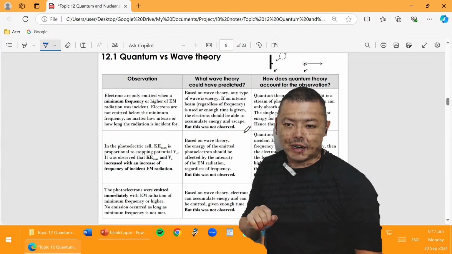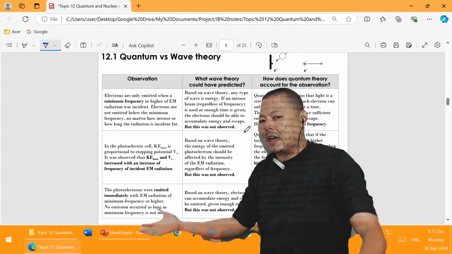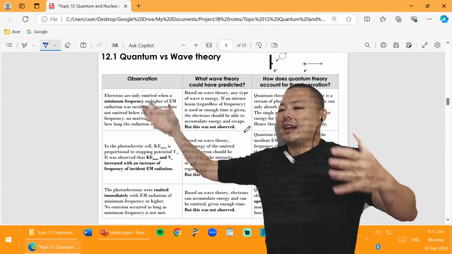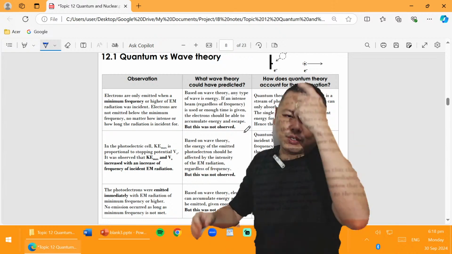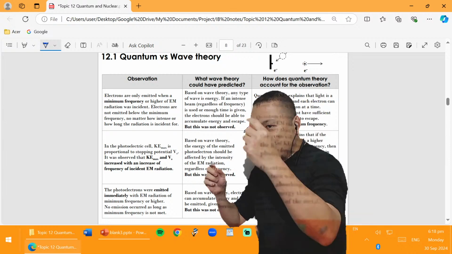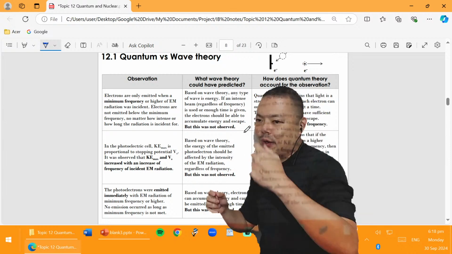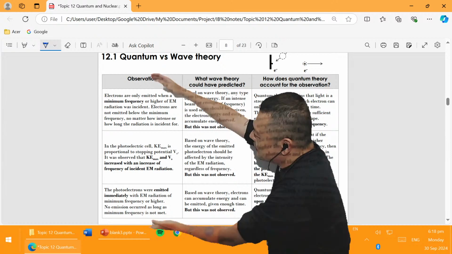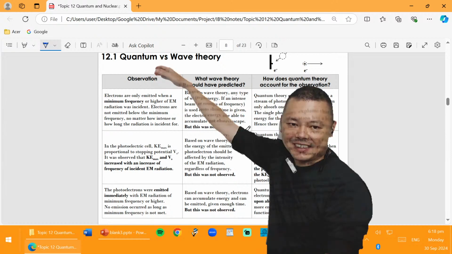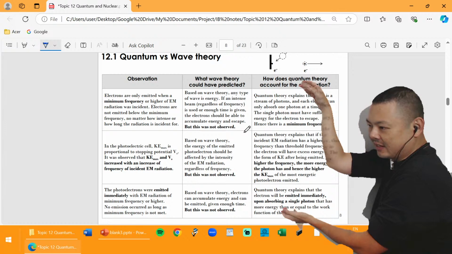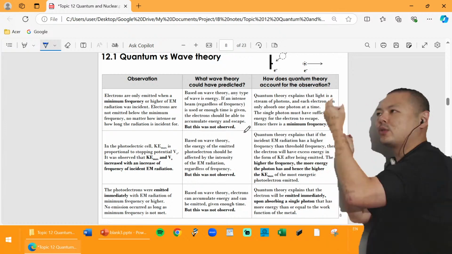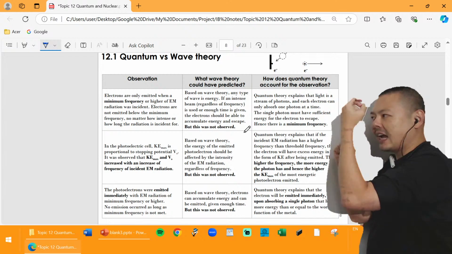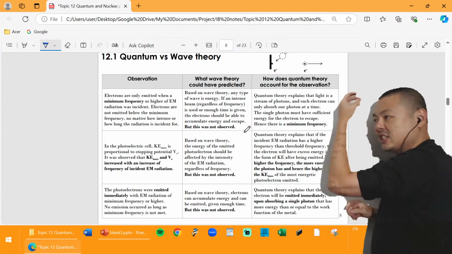Okay, what's not considered as one of the observations? The 1-to-1 ratio. The 1 electron absorbs 1 photon is not considered inside here, right? It's part of the theory. It's part of the imagination. Okay, I imagine that 1 electron only absorbs 1 photon, and therefore, if I imagine that, then it helps me to explain these things.